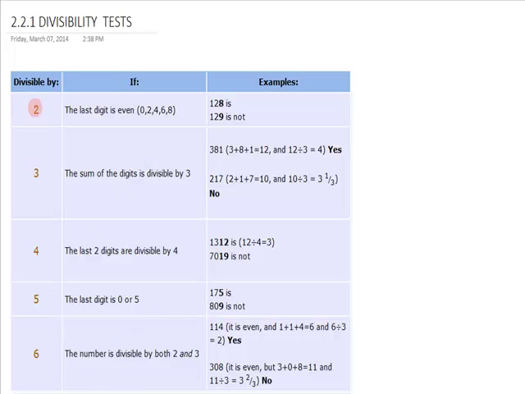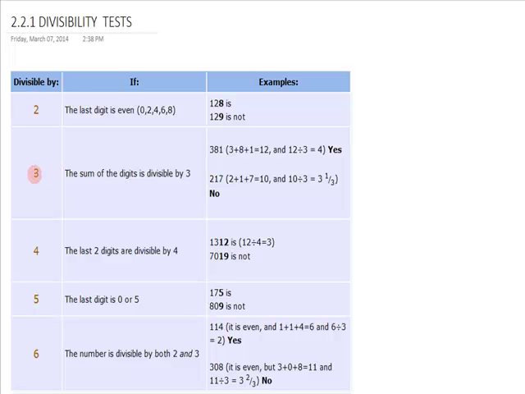A number is divisible by 2 if the last digit is even: 0, 2, 4, 6, or 8. For example, 128 is divisible by 2, but 129, which ends in a 9, is not. So numbers that end in an even digit are divisible by 2. You don't have to divide it to know that. It's a guarantee. Now 3, this is a very interesting test.